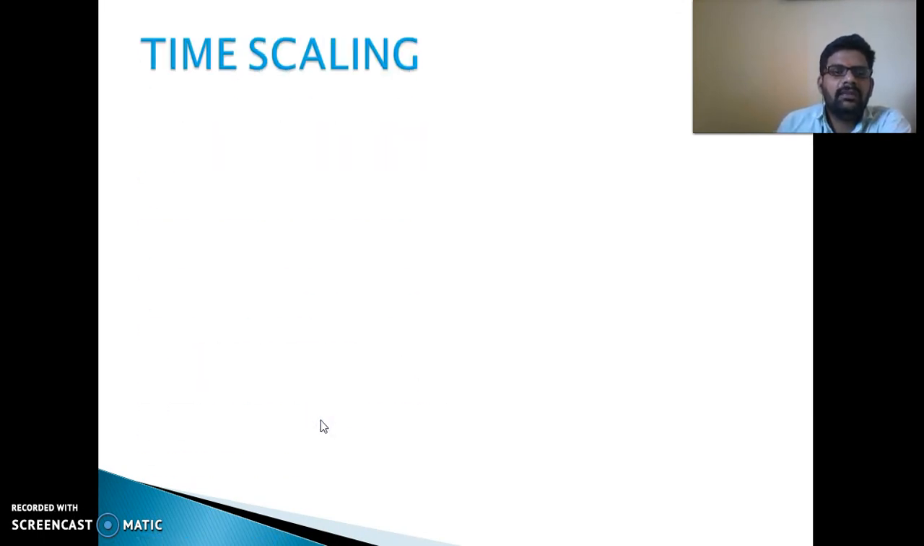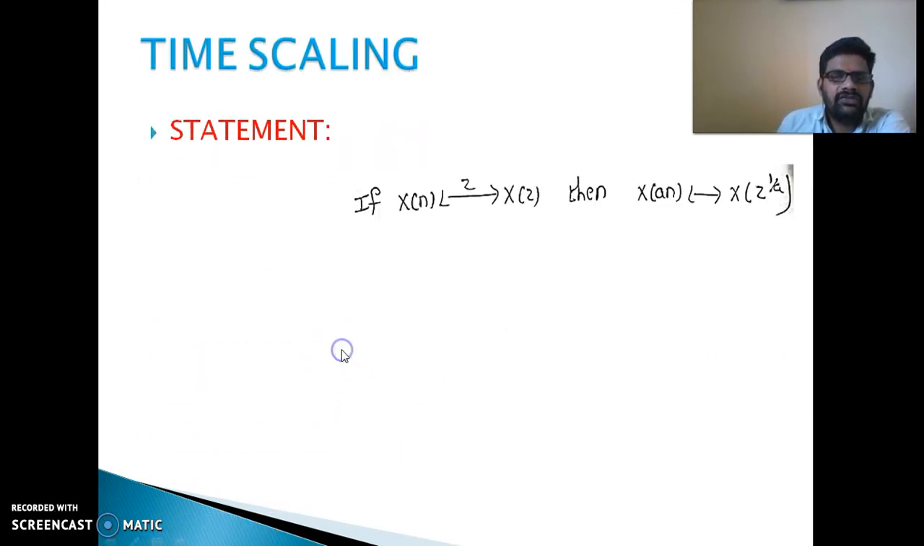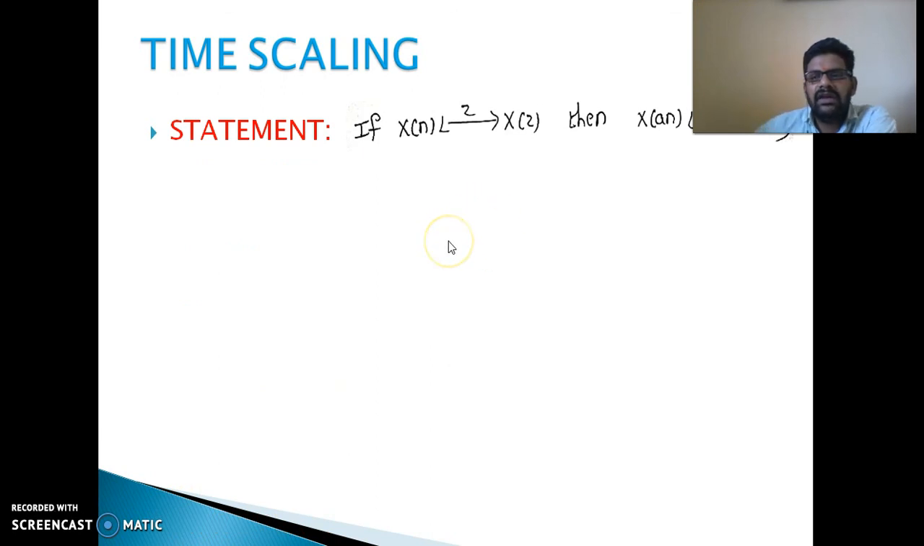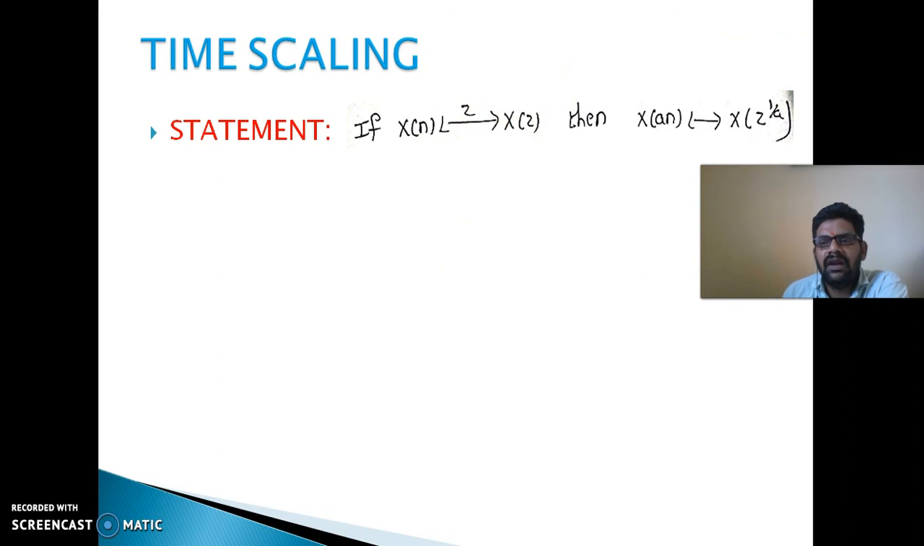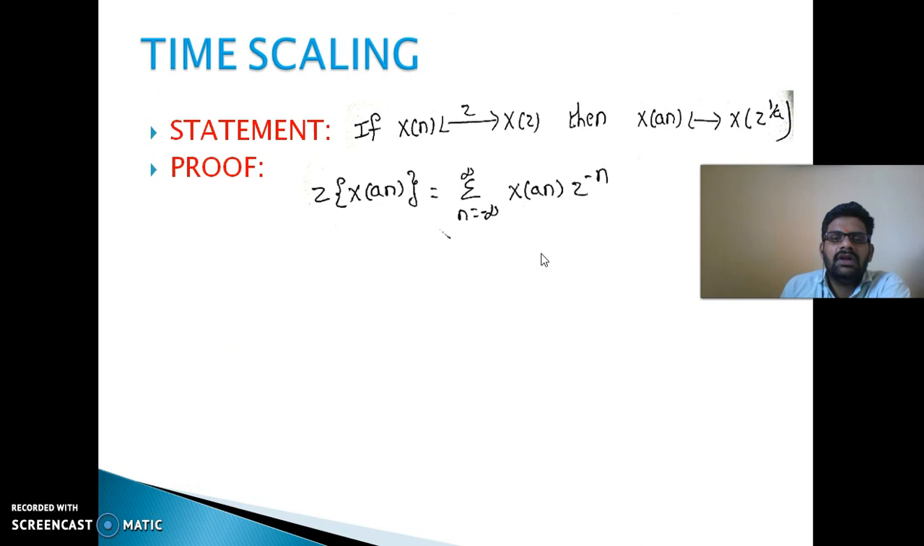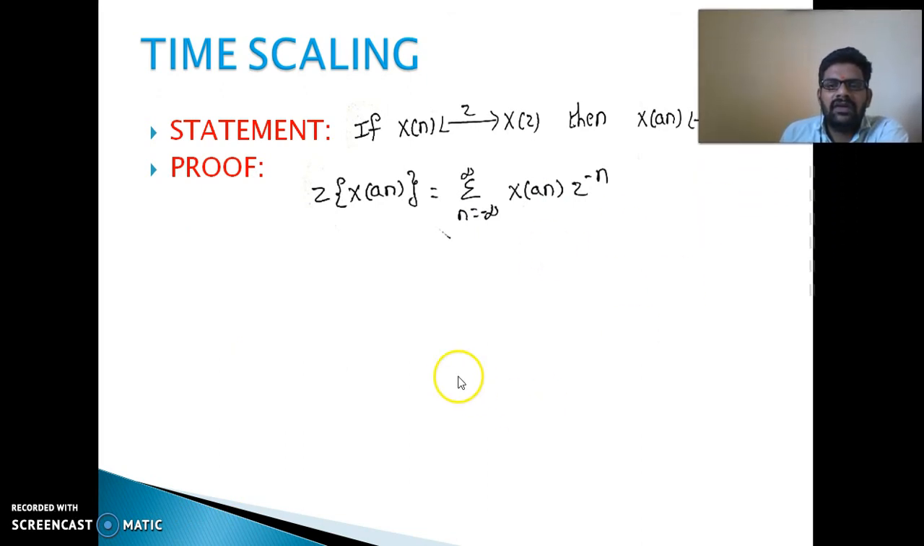Next, time scaling property. The time scaling property states that if x of n is a Z transform pair with X of Z, then x of an is a Z transform pair with X of Z power 1 by a. Proof. Consider the Z transform of x of an. So sigma n equal to minus infinity to plus infinity x of an into Z power minus n.